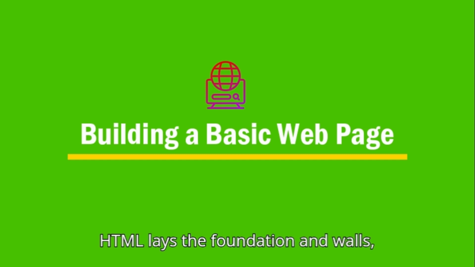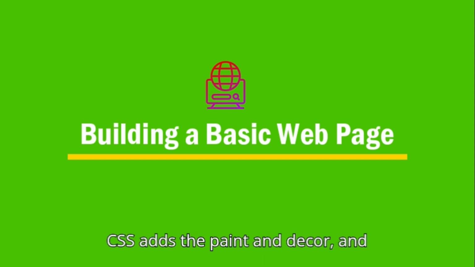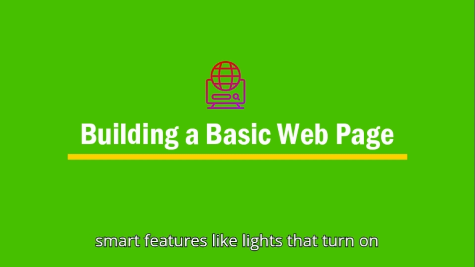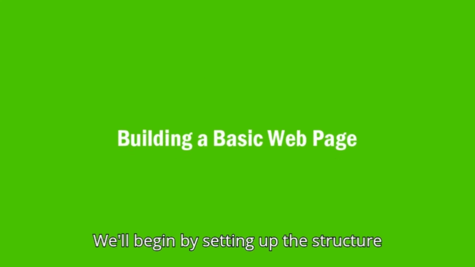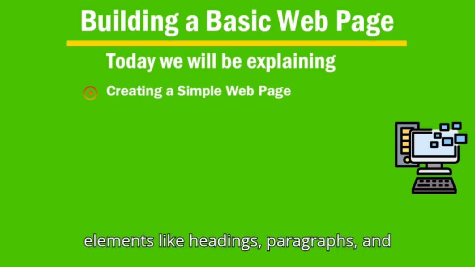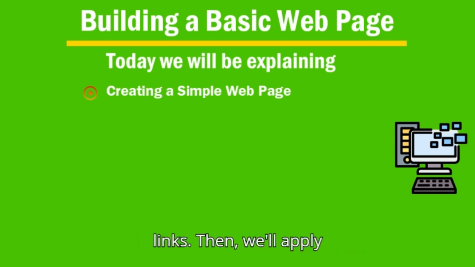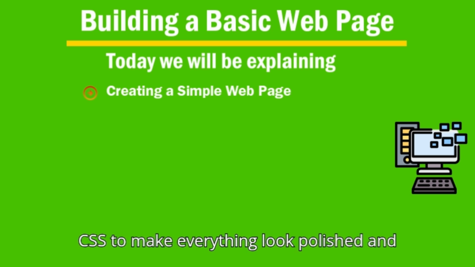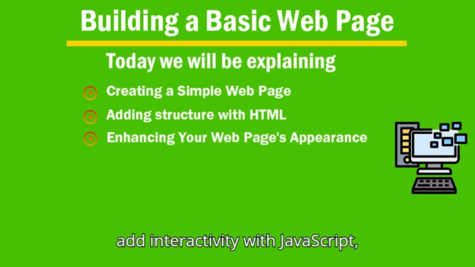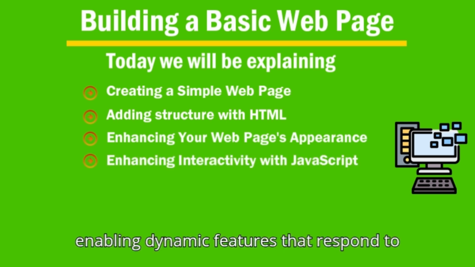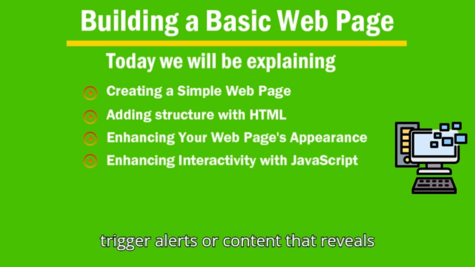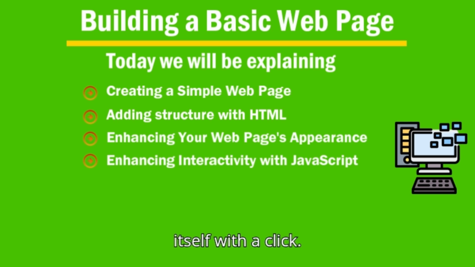HTML lays the foundation and walls, CSS adds the paint and decor, and JavaScript brings the house to life with smart features like lights that turn on when you enter a room. We'll begin by setting up the structure with HTML, creating essential elements like headings, paragraphs, and links. Then, we'll apply CSS to make everything look polished and professional. Finally, we'll add interactivity with JavaScript, enabling dynamic features that respond to user actions, such as buttons that trigger alerts or content that reveals itself with a click.